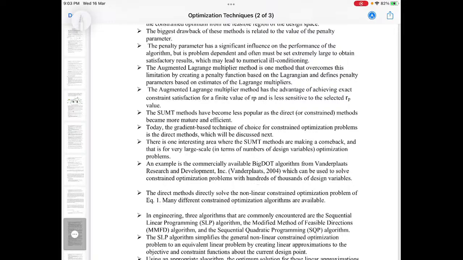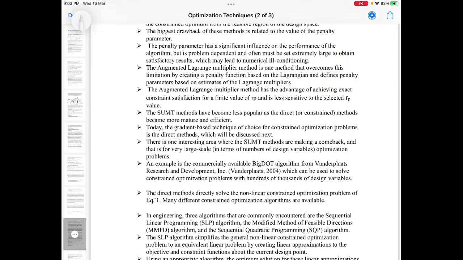So if you are increasing the number of design variables, where we have seen in the earlier equation that small n is the number of design variables, the SUMT method finds more application. SUMT is used in problems where there is a large scale of design variables.